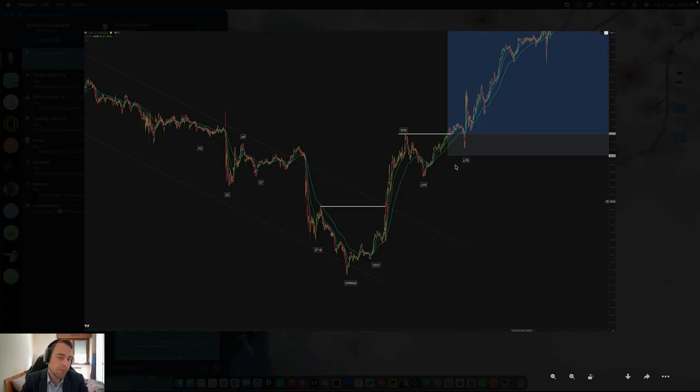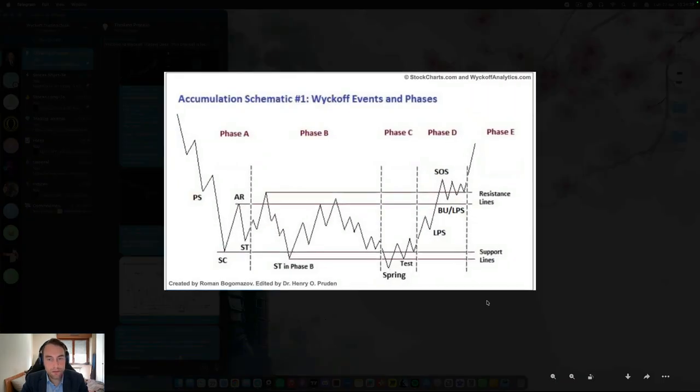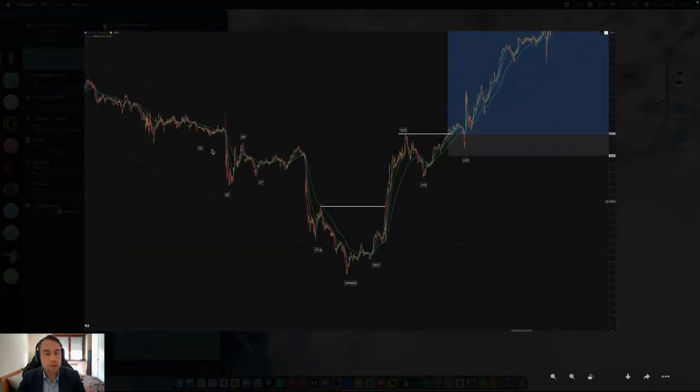But if we look at the real schematic, as you can see, we have preliminary support, selling climax, automatic rally, secondary test, then secondary test in phase B. The secondary test in phase B is just something that liquidated this secondary test and the selling climax. And then we have the spring, the test, the LPS, the SOS, the sign of strength, and then the start of stage 2, or the markup phase. So as you can see, here is pure Wyckoff, and here is pure Wyckoff.